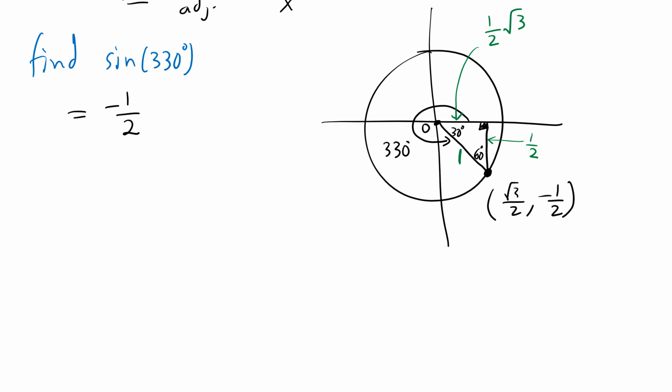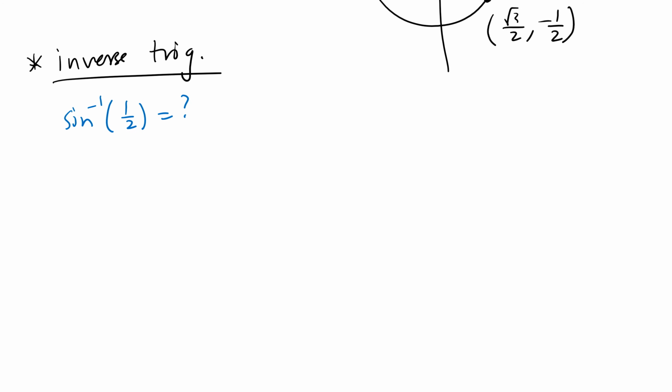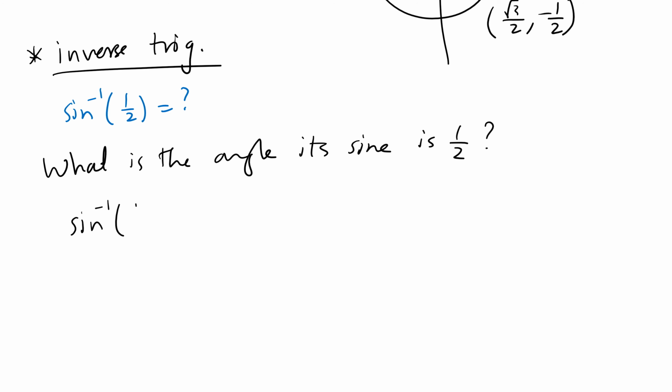Next, I want to review inverse trig functions. If someone asks you, what is sine inverse of 1/2? They're asking us, what is the angle whose sine is 1/2? They give you the answer, and they want you to find the angle, backwards from what we just did. If you go back to the unit circle, that was the 30-degree angle, which is the same as pi over 6 radians.